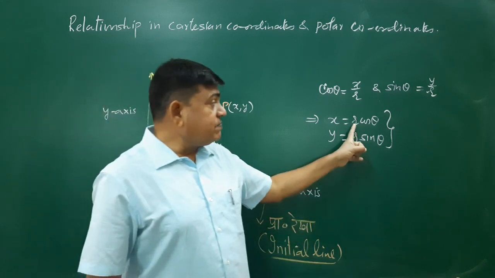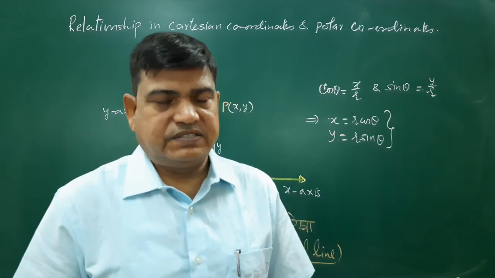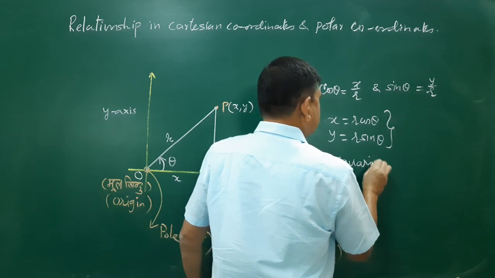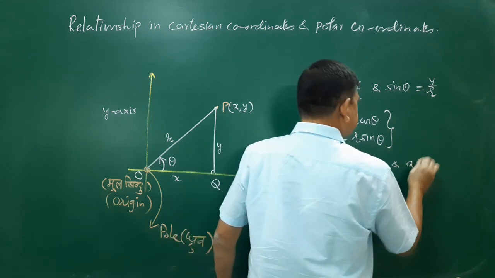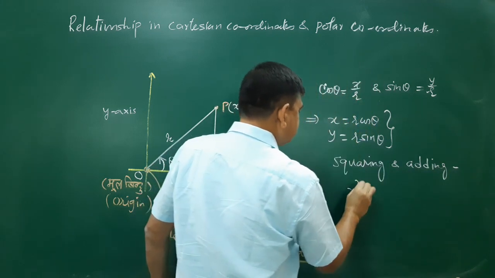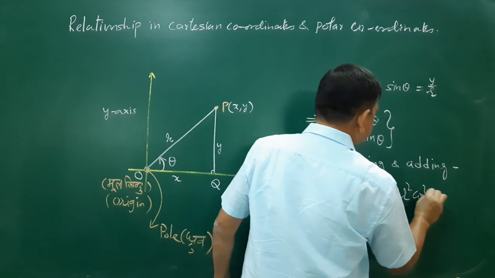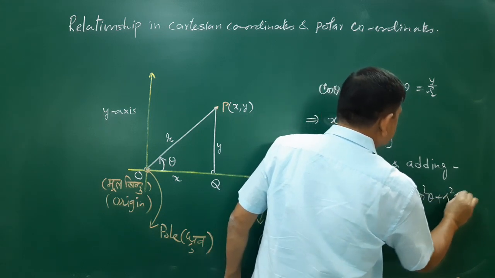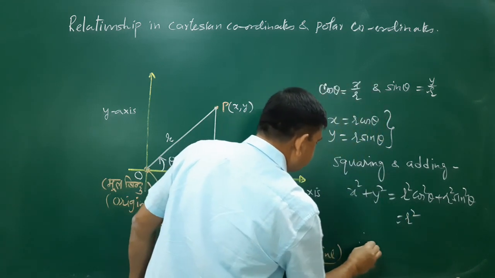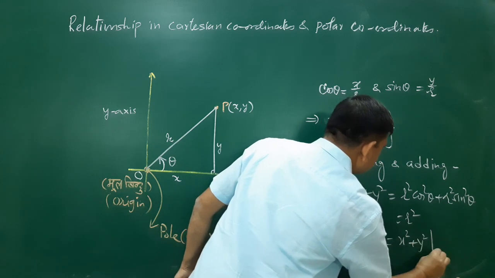Now, if we are given polar coordinates, meaning r and theta, you can find the Cartesian coordinates. And squaring and adding, we find x square plus y square equals r square cos square theta plus r square sin square theta, and this gives r square. Therefore, r square is x square plus y square.